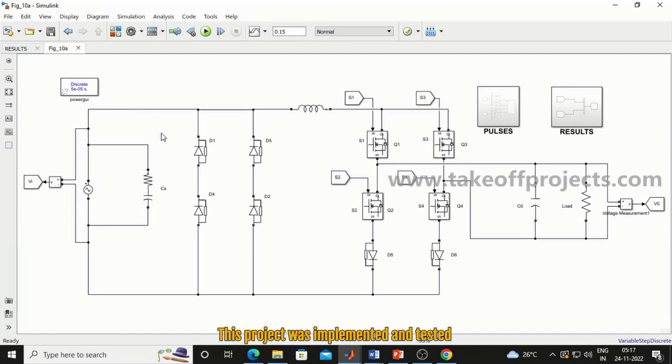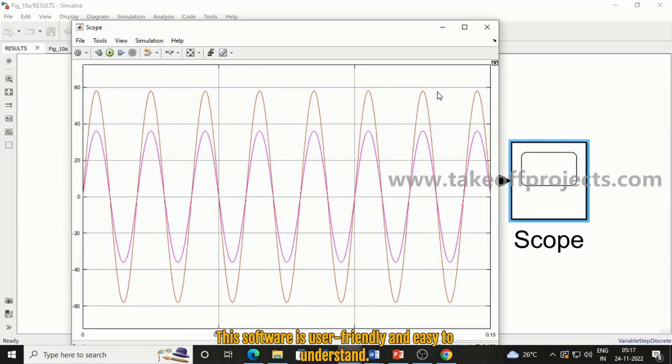This project was implemented and tested using MATLAB and Simulink software. This software is user-friendly and easy to understand.